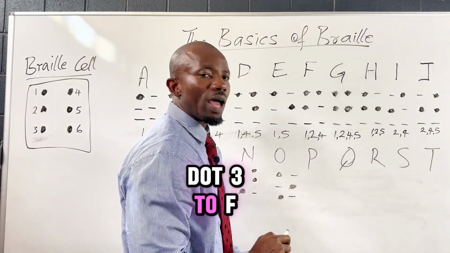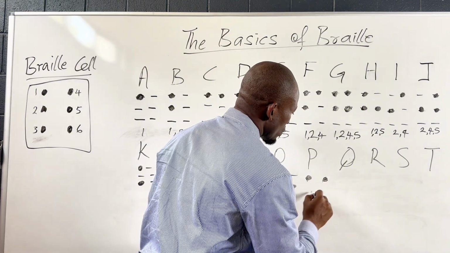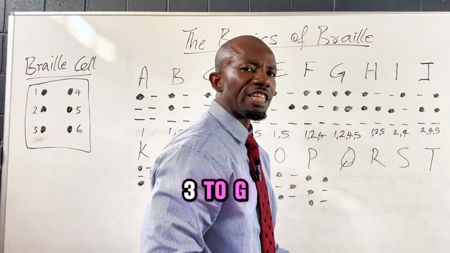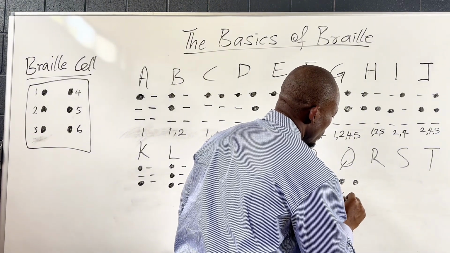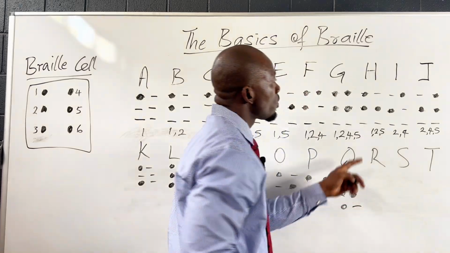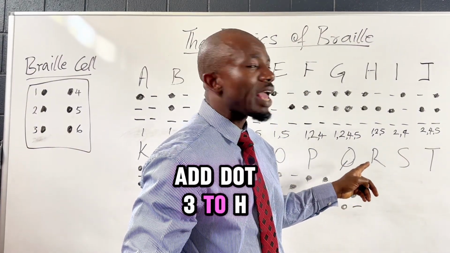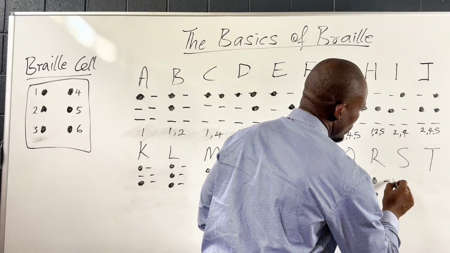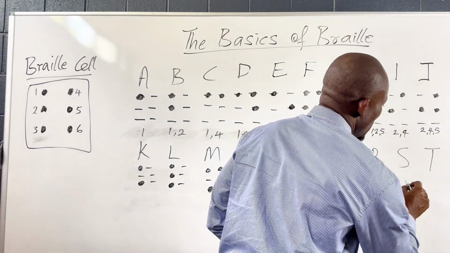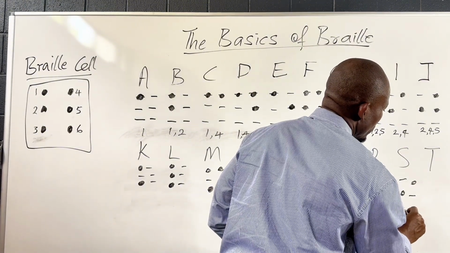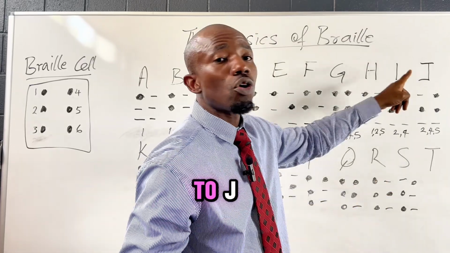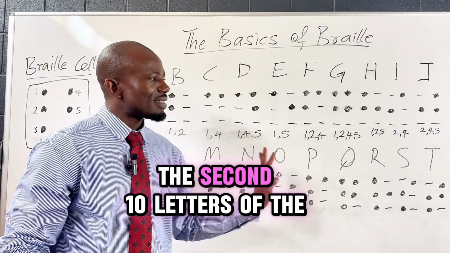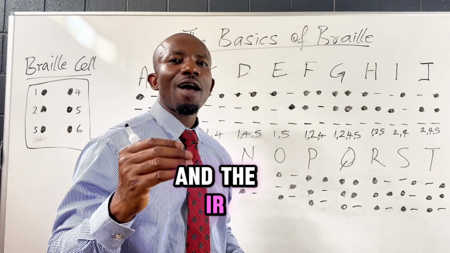And for P, we add dot 3 to F. For Q, we add dot 3 to G. For R, we add dot 3 to H. For S, we add dot 3 to I. For T, we add dot 3 to J. So basically, we've been able to get the second 10 letters of the English alphabet and their Braille equivalent.